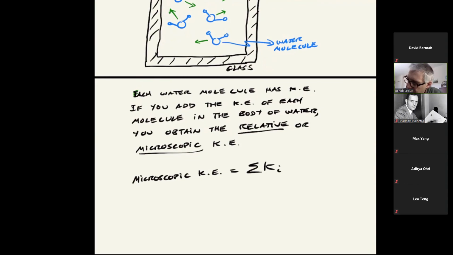So let's call this here Ki. All right, so Ki. So this is what a microscopic kinetic energy is. This is also called relative, but I prefer microscopic kinetic energy. Actually, this is how I put it. All right. So remember here, this means summation. So summation of all the kinetic energy here, all of this.